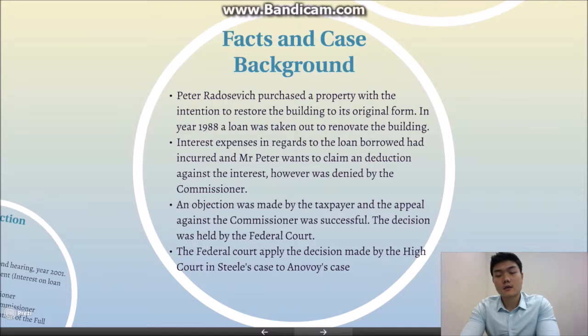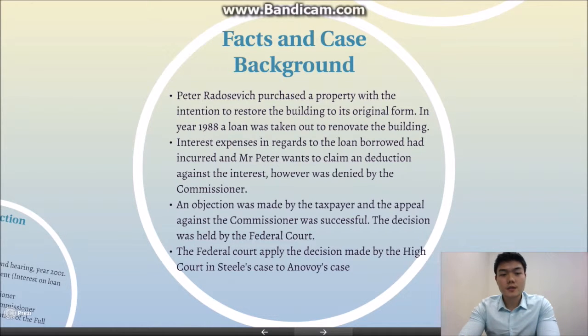Peter Watzlawick, a businessman, purchased a property in July 1983 with the intention to restore the building to its original form. Mr. Watzlawick had an idea of renovating the building, and as a result, he took a loan to do so. The loan borrowed had led to an incurred interest expense as well as a borrowing cost.